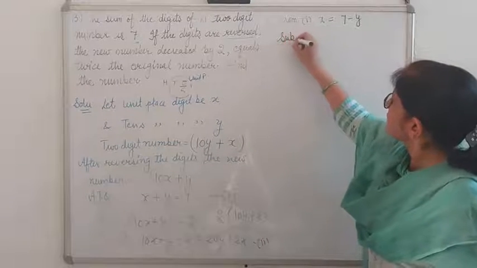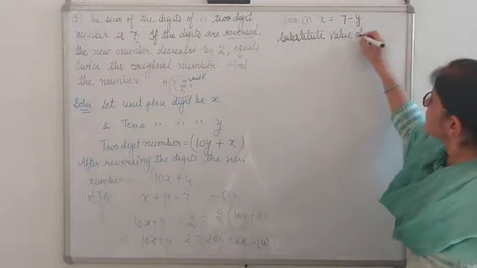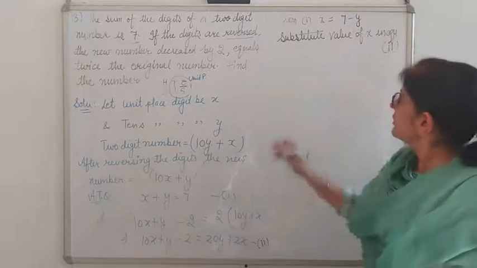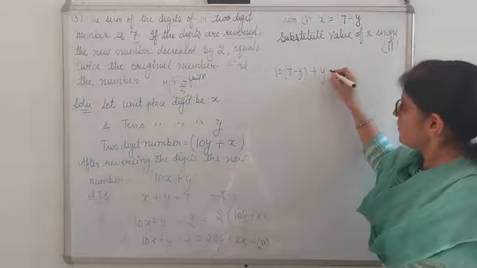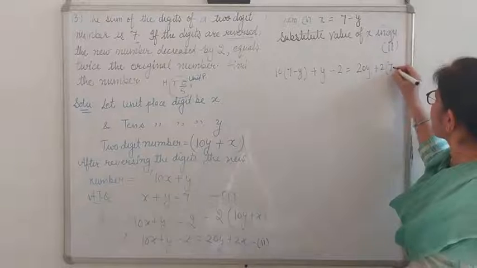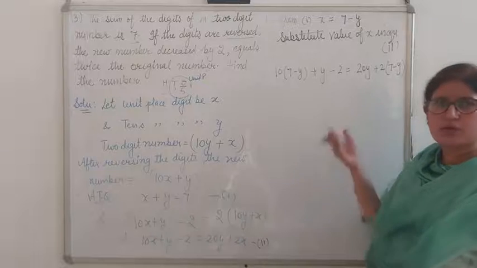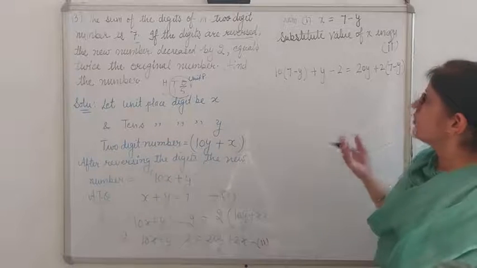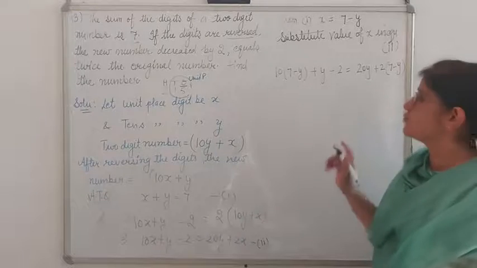Substitute the value of x in equation 2: 10 into 7 minus y plus y minus 2 is equal to 20y plus 2 into 7 minus y. No need to solve it, no need to make the coefficients the same, no need to multiply. Straightaway you can go by the substitution method, or you can go by cross multiplication. That is up to you. Three methods are taught to you, any one you can choose.